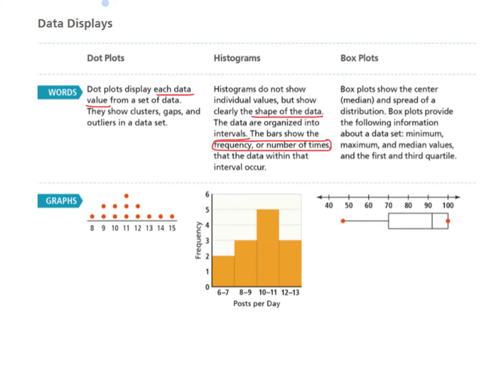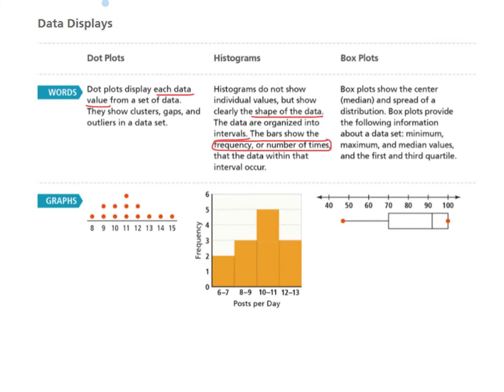And the frequency on the left is telling us how many. So there were 2 people that had 6 to 7 posts per day. You can see that there were 5 people that had 10 to 11 posts per day. So we don't see the individual posts or individual data values. So I don't know how many people had 10 or 11, but I know that there were 5 in that interval.